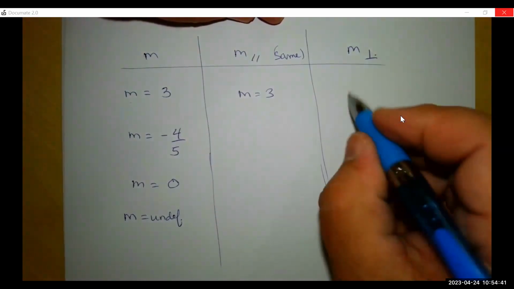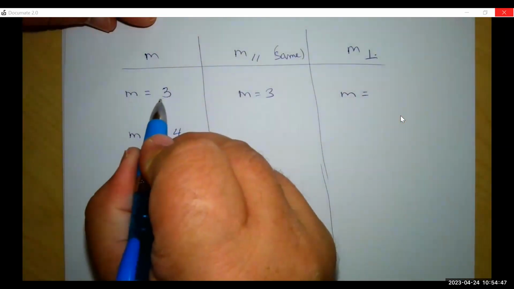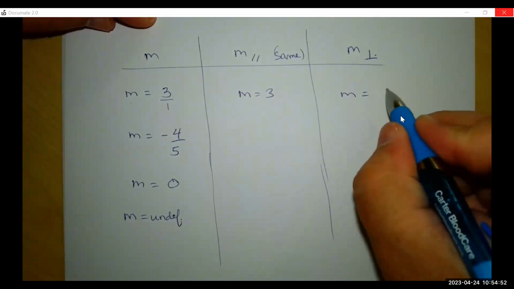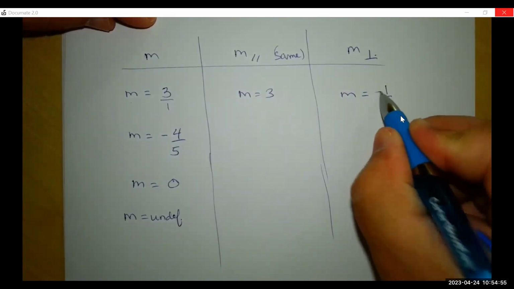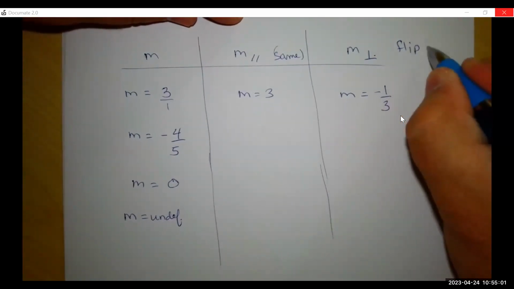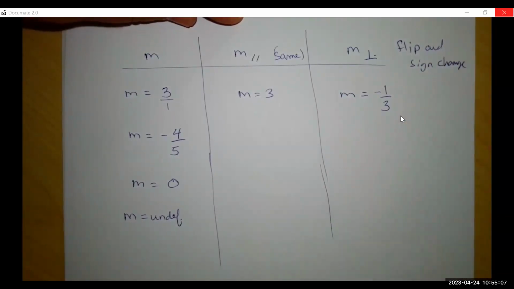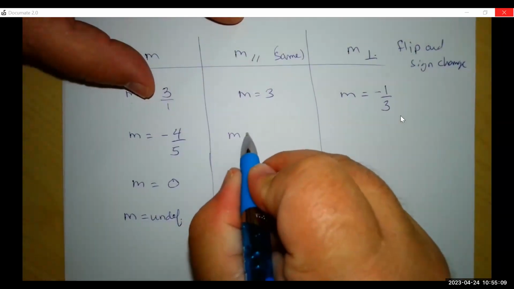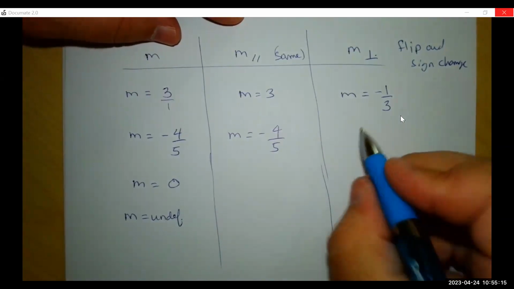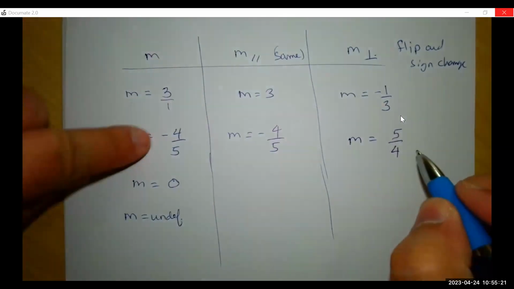So if it's perpendicular, this slope is 3/1, and it's positive. So to find the perpendicular slope, I got to flip it and change the sign. Flip and sign change. So at -4/5, parallel are the same ones. Perpendicular, you got to flip them. Used to be negative, now it's positive.